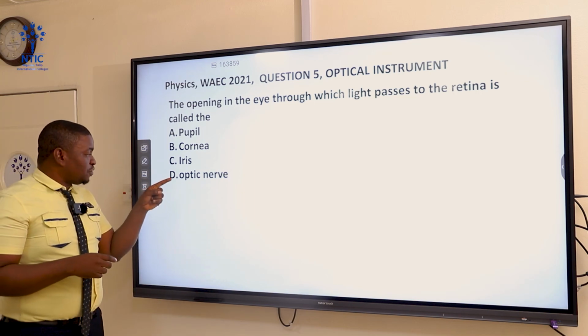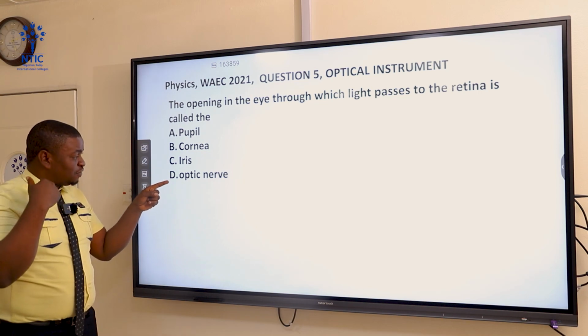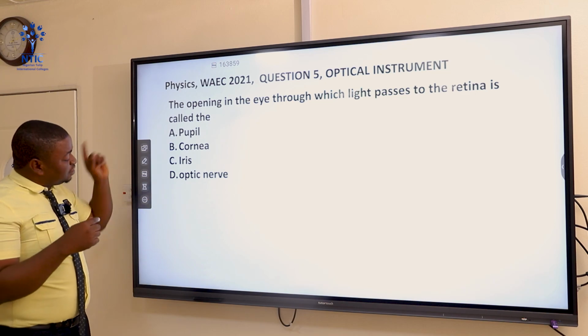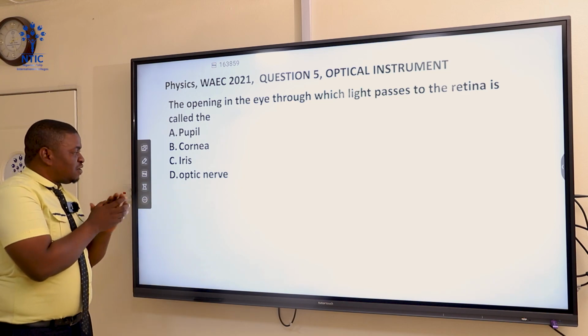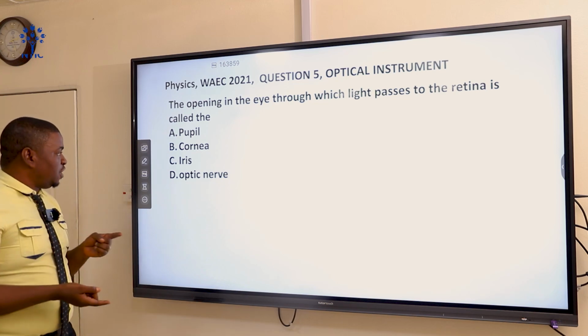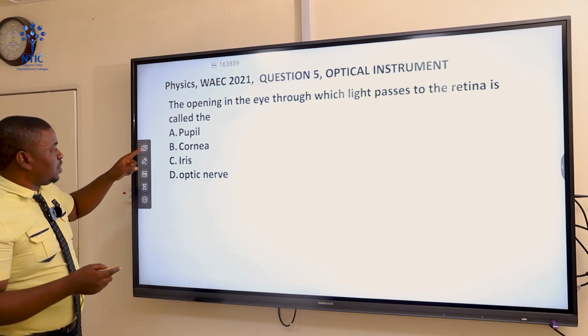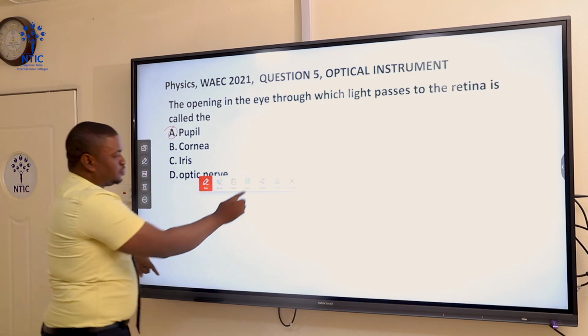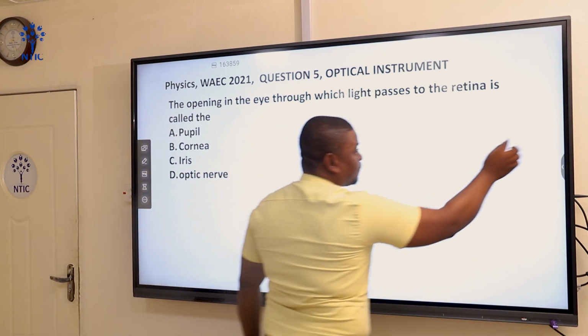The optic nerve is the part of the eye that connects the eye to the central nervous system. It is the major area that is very, very sensitive in the eye. So it transmits signals to the brain. So the best option here is option A, which is what? Pupil. Next.